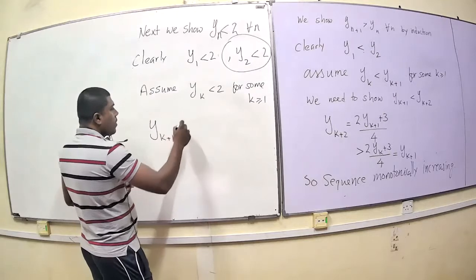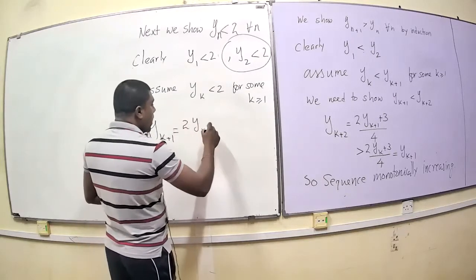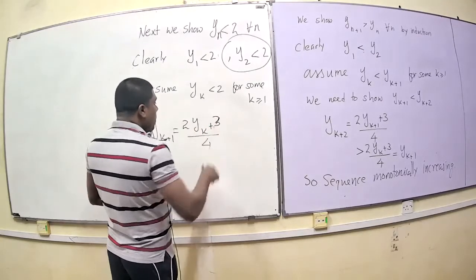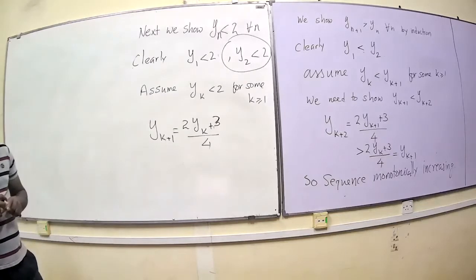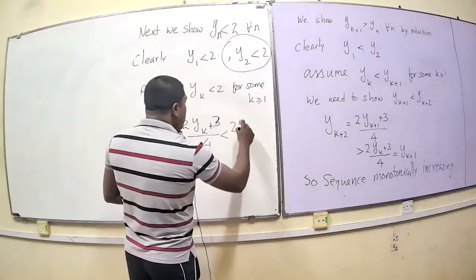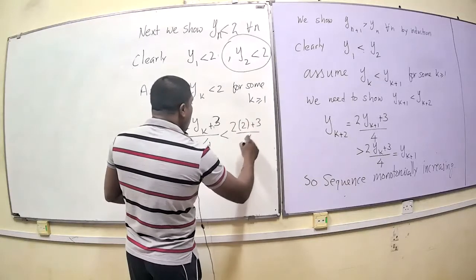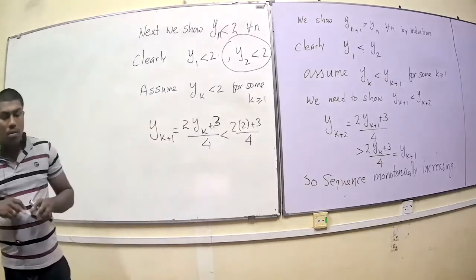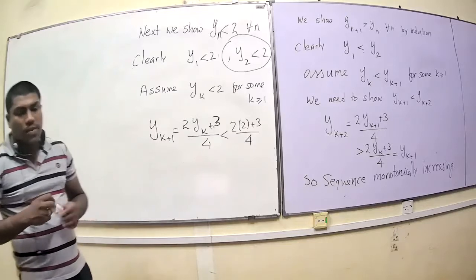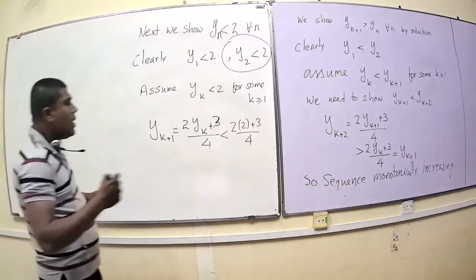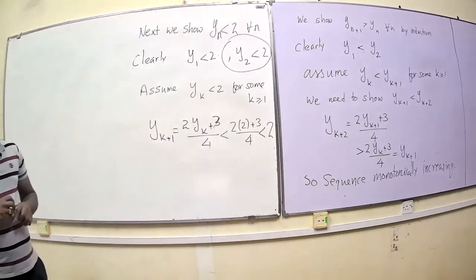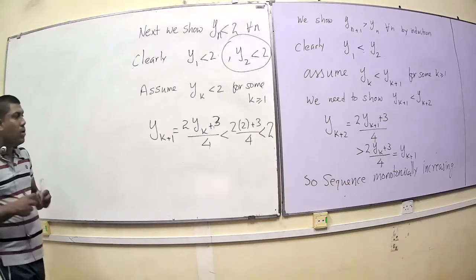So Y(k+1) is equal to (2 times Yk plus 3) over 4. Right? So that is the formula. But Yk is less than 2. So this is less than (2 times 2 plus 3) over 4. Right? So that's (2 times 2 plus 3) over 4. That is 7 over 4, which is clearly less than 2. So you know that is less than 2.